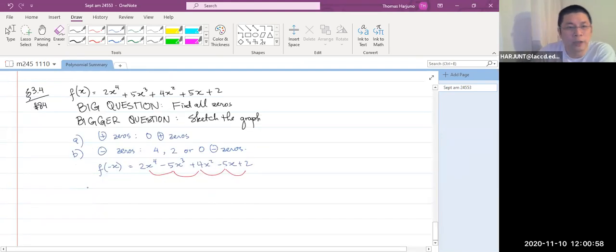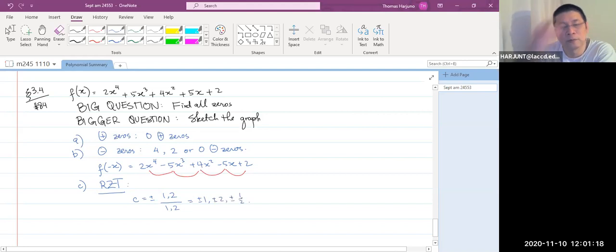Now let's try the rational zero theorem. According to the rational zero theorem, the zeros will be the factors of 2 over the factors of the leading coefficient 2. That's plus or minus 1, plus or minus 2, plus or minus 1/2. But together with what we know from part A, the list actually only becomes -1, -2, -1/2.